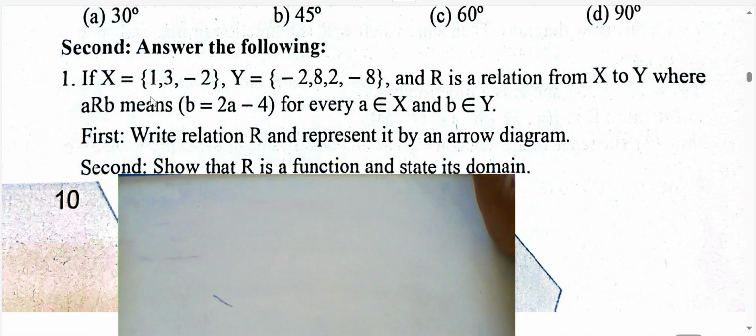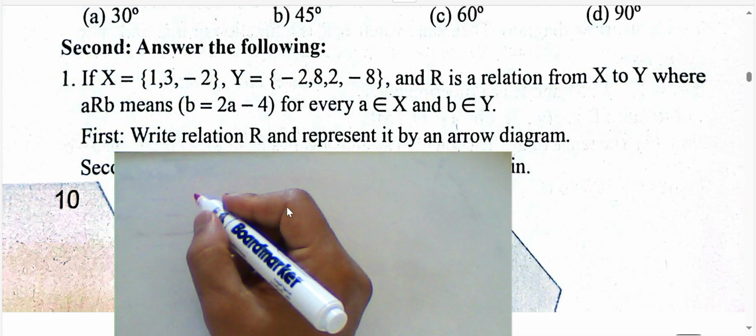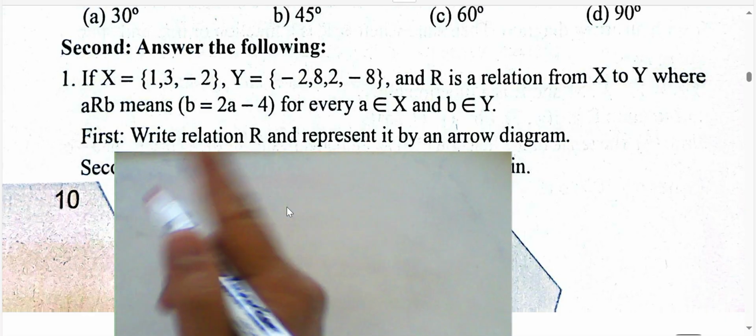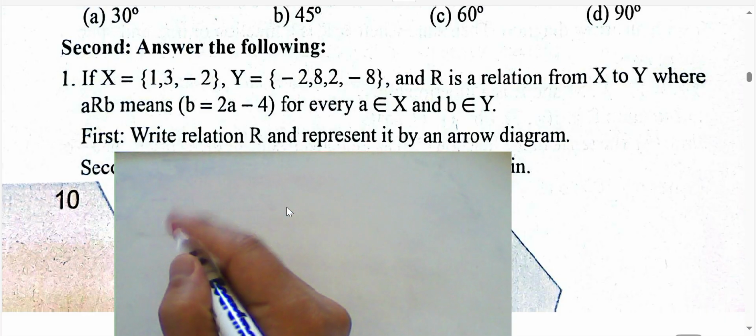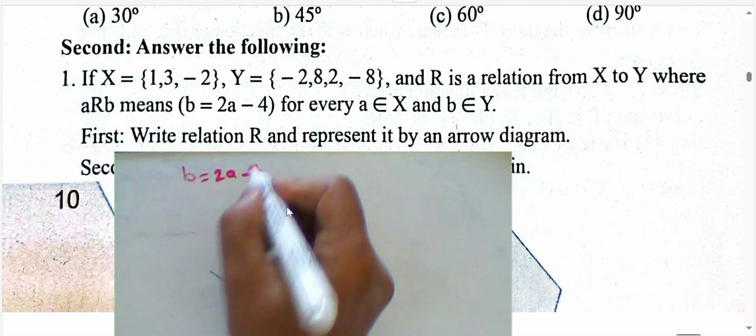If X equals the set {1, 3, negative 2}, Y equals the set {negative 2, 8, 2, negative 8}, and R is the relation from X to Y, where a relation with b means b equals twice a subtract 4, for every a belonging to X and b belonging to Y, write the relation R and represent it by a diagram. Okay, listen to me. We have two sets, X and Y, and he tells us X equals 1, 3, negative 2, a belonging to the set X and b belonging to the set Y, and gives us the relation b equals 2a minus 4.